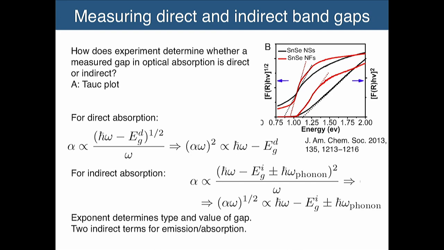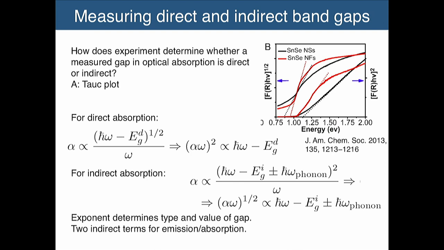Now, when you have indirect absorption, this absorption coefficient is proportional to, again, the photon energy minus the indirect gap plus or minus a phonon frequency. And this whole thing now is squared. It's not a square, but a square here, because the density of states are independent, and divided by omega. So now, if you combine alpha times omega and raise not to the square, but to the 1/2 power, you'll get your straight line again.